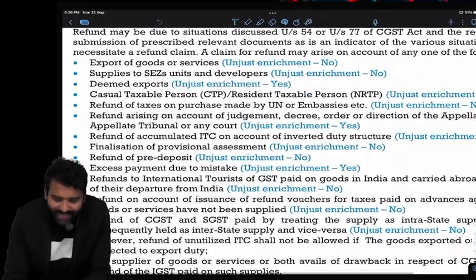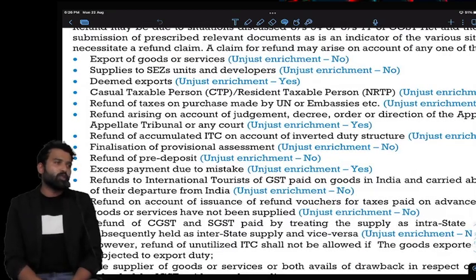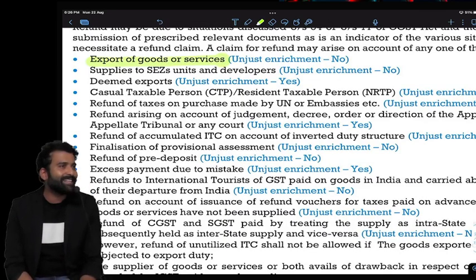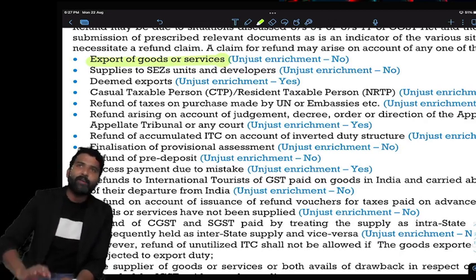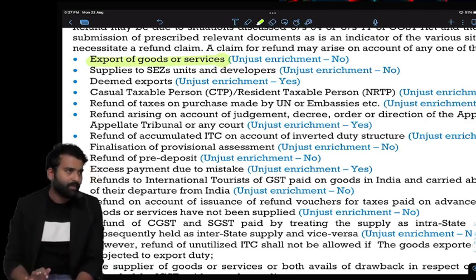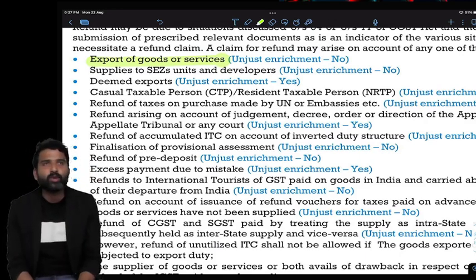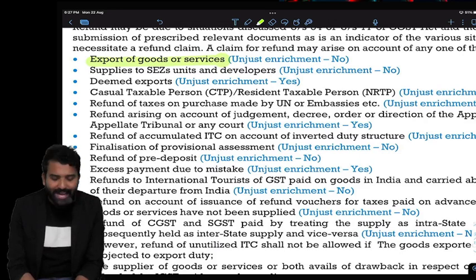the first case where I can claim refund is export of goods and services. You can see this is the first case, export of goods or services. Interesting thing, there is no requirement of unjust enrichment. In case of export, they will not presume that you have charged that tax from the customer, because it's an export invoice. So they will always assume that you didn't charge any tax from the customer. So in case of export, there is no requirement to prove that the burden of tax has been passed on.